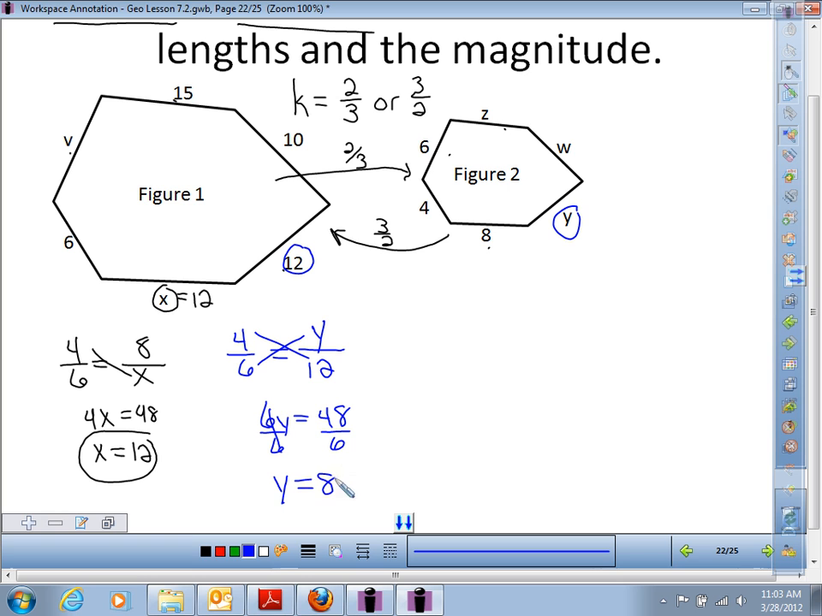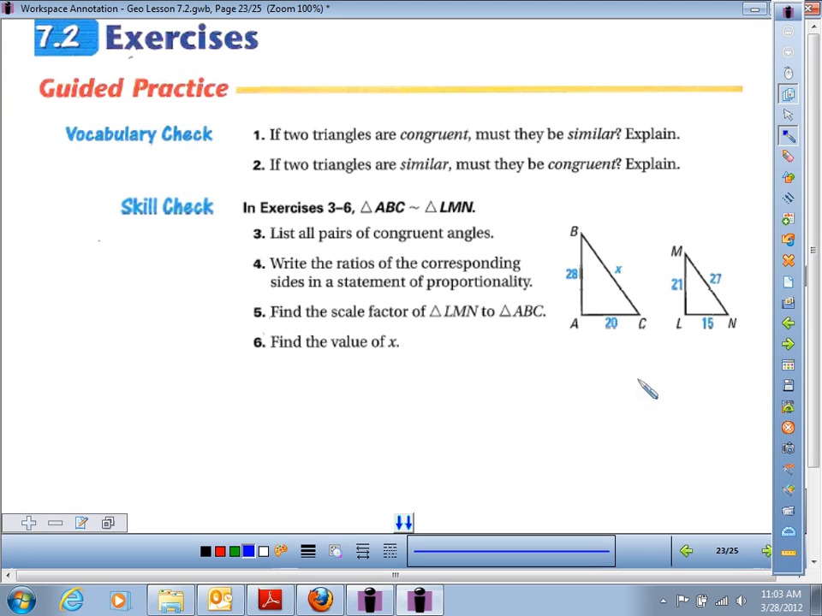Y is 8. We could go through the same process here to find w and z. So let's move on. Now, bookwork. Let's get started with the bookwork right here, and then when I finish up here, you can continue.